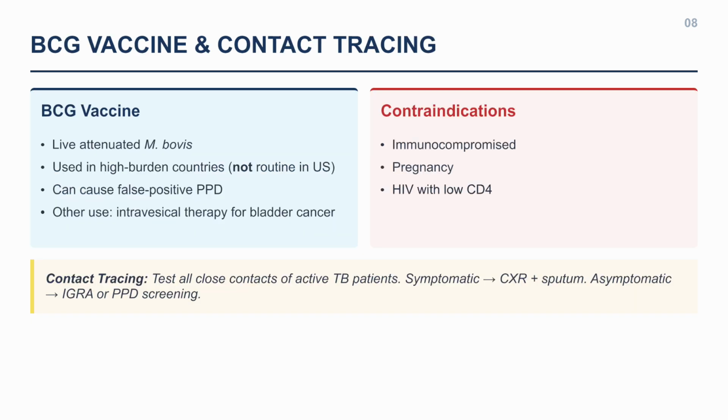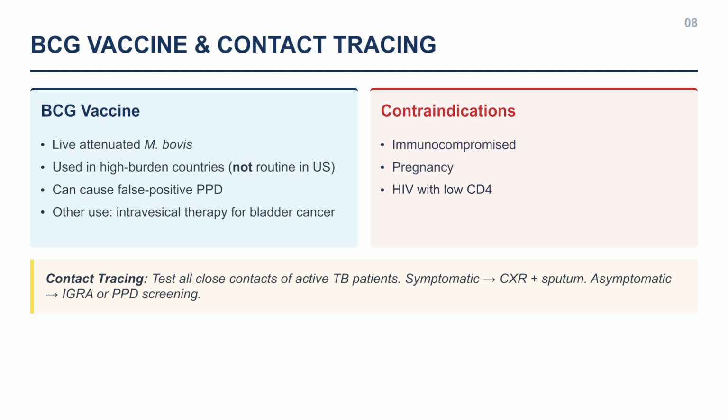The BCG vaccine contains a live attenuated strain of Mycobacterium bovis. It is routinely used in high-burden countries to protect children from severe forms of TB, like miliary disease and TB meningitis, but it is not routinely given in the United States. The main clinical issue is that BCG can cause a false positive PPD test, which is why IGRA is preferred in BCG-vaccinated patients. BCG also has a completely unrelated use as intravesical therapy for superficial bladder cancer. Contraindications include immunocompromised states, pregnancy, and HIV with low CD4 count, because it's a live vaccine.